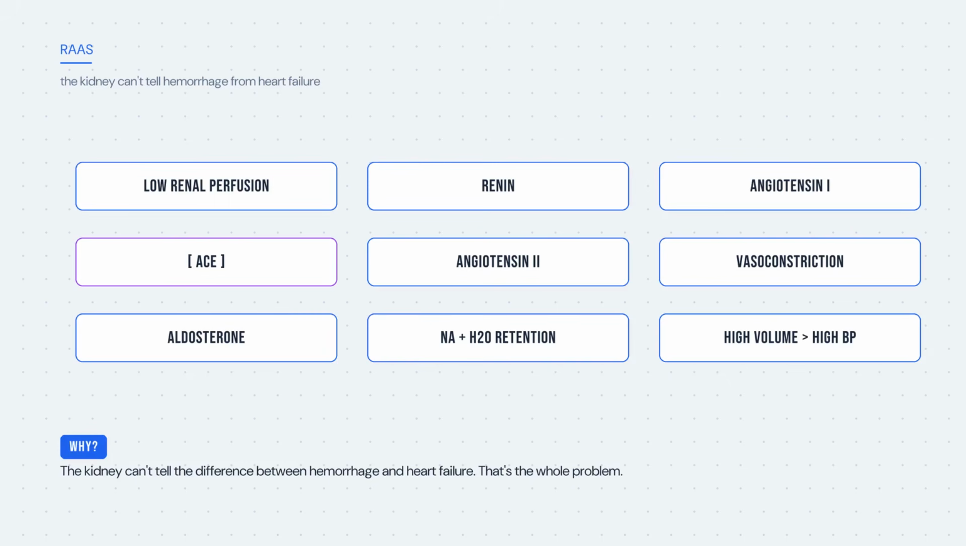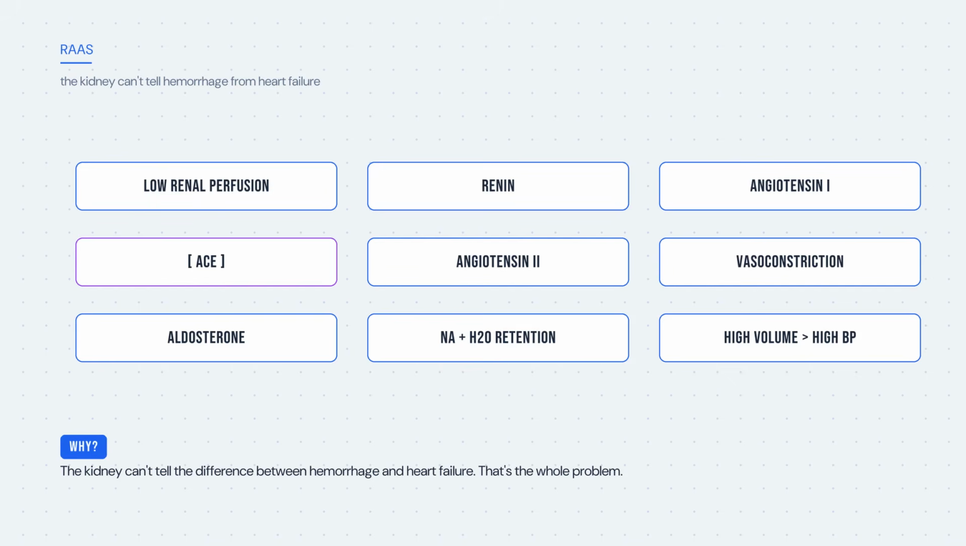When kidney perfusion drops, from blood loss, from dehydration, from a failing heart, the kidney does not know why. It only knows the pressure is low, and it responds the same way every time. It releases renin. Renin converts angiotensinogen, which the liver is constantly making, into angiotensin 1. Angiotensin 1 is inactive. It passes through the lungs, where an enzyme called ACE turns it into angiotensin 2.